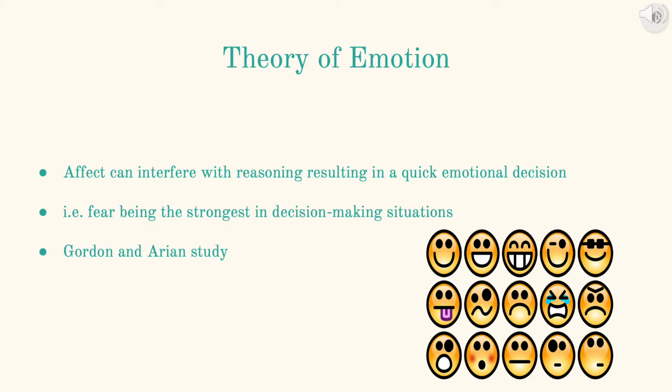Now, with the theory of emotion, affect plays the primary role in decision making. For example, when faced with a choice of life or death, like a hit and run, some would panic and run from the scene, while others will stay and help. Your fear basically takes over in this moment, and all logic just flies out the window.